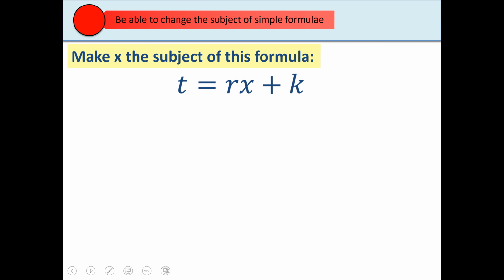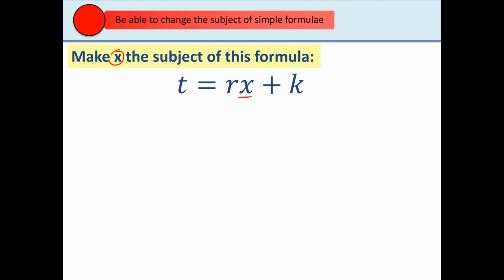Okay, make x the subject of this formula. So we have t is equal to rx plus k. Now we are making x the subject. So this is the x we have, and in order to make x the subject, we need to get rid of everything else.